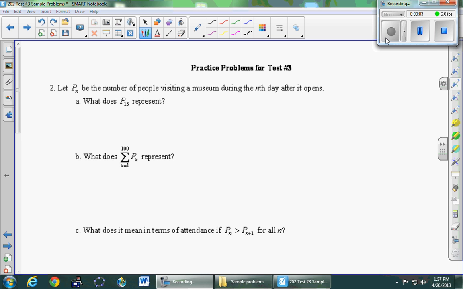This is problem number 2 on the practice problems for test number 3. Let P sub n be the number of people visiting a museum during the nth day after it opens. A, what does P sub 15 represent?